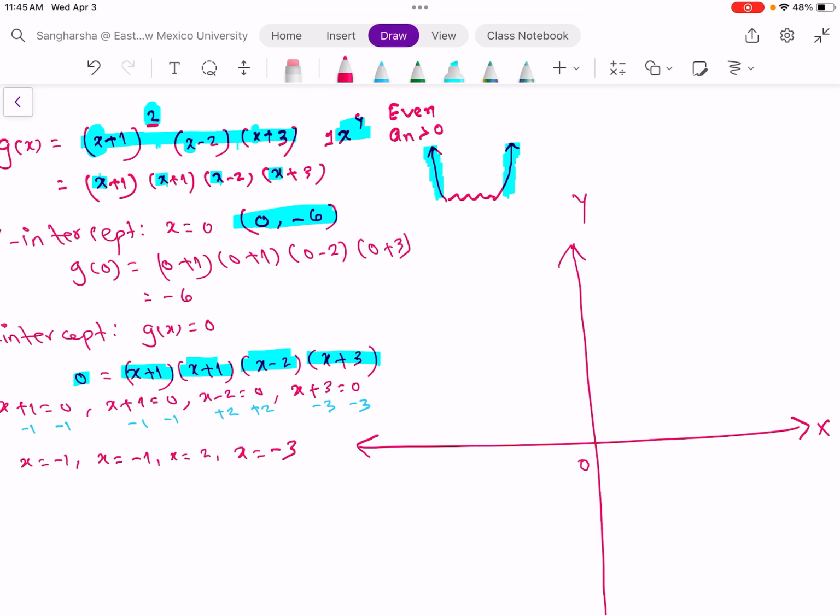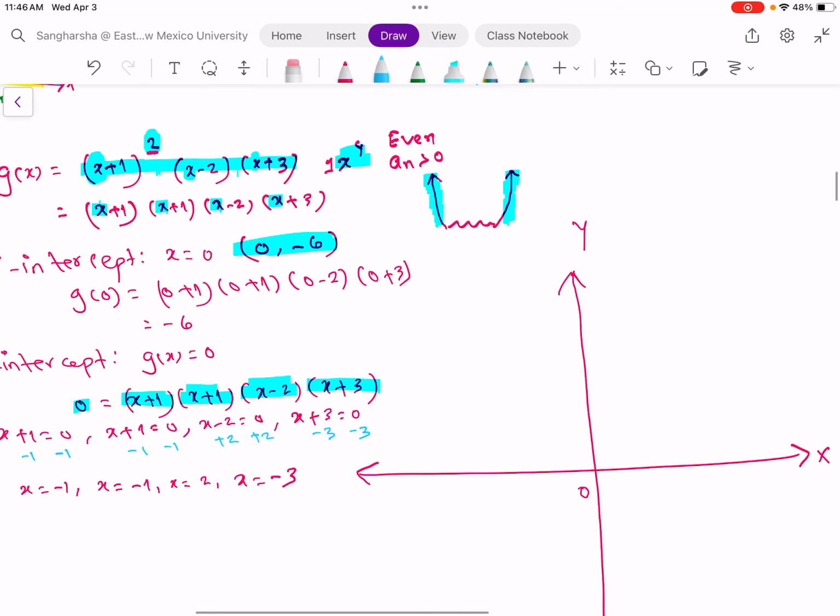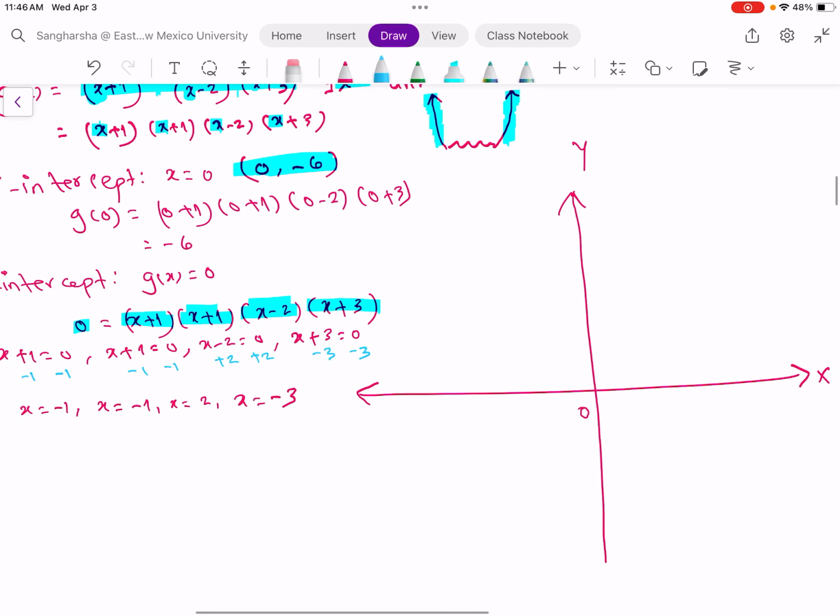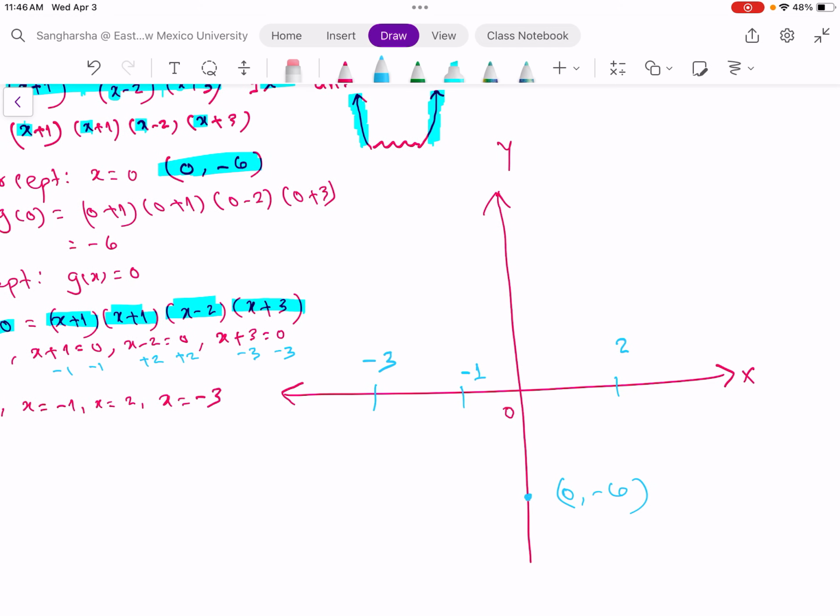So our y-intercept is (0, negative 6). So this is the y-intercept. Okay, this is (0, negative 6). Let's plot our x-intercepts. So our x-intercept is negative 1. Then negative 3. So negative 3 and positive 2. So these are the x-intercepts. And these x-intercepts divide our x-axis into different intervals.